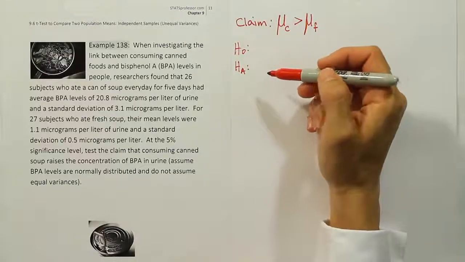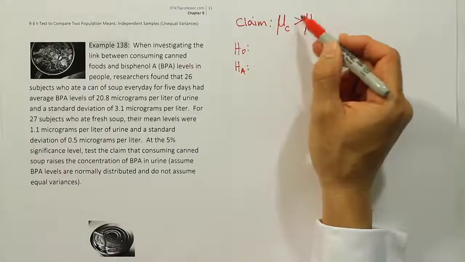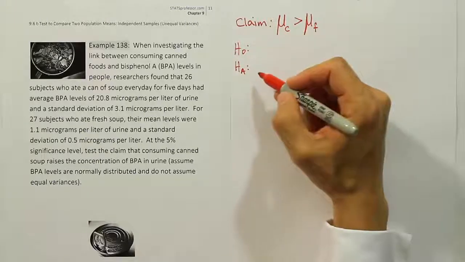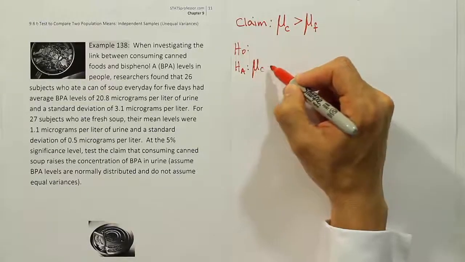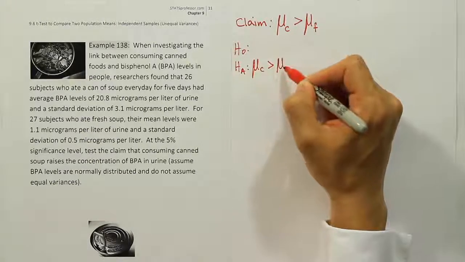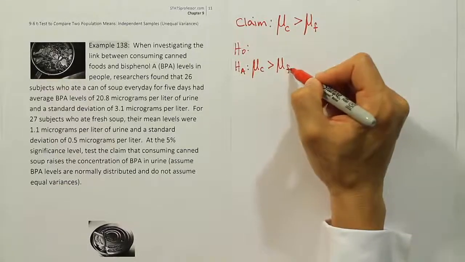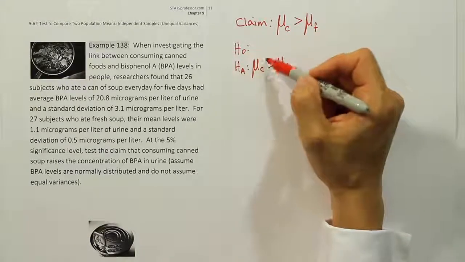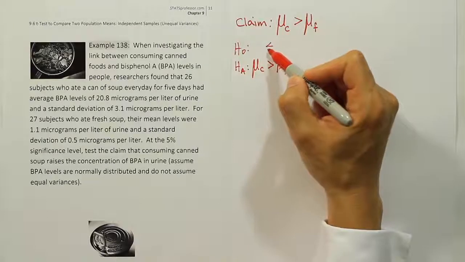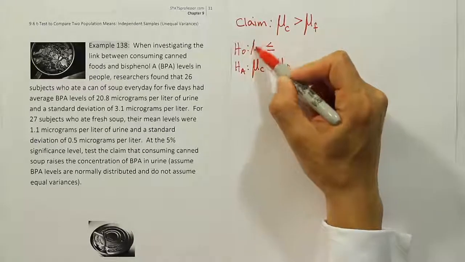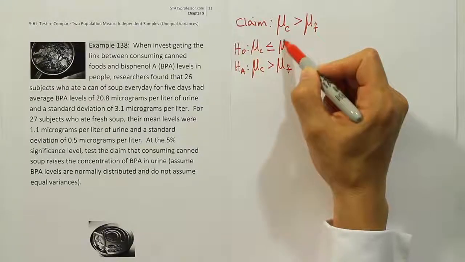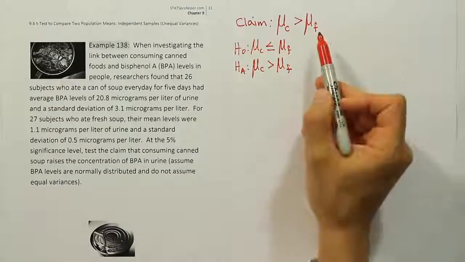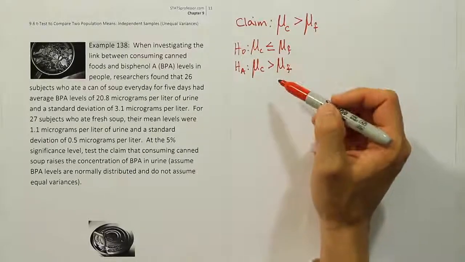So when you look at this problem, you'll see that the claim here has got a greater than symbol. That's one of the symbols that HA uses. So we're going to go ahead and say the claim and HA are the same. Now, the opposite of greater than is less than or equal to, and that is the symbol we'll use for HO then. Okay, so now you have your claim and you have your competing pair of hypotheses.